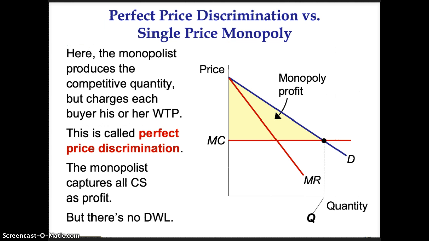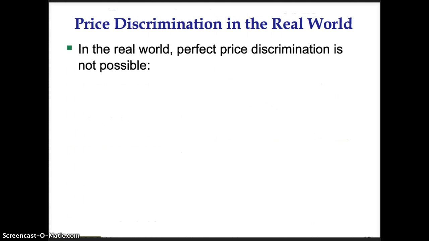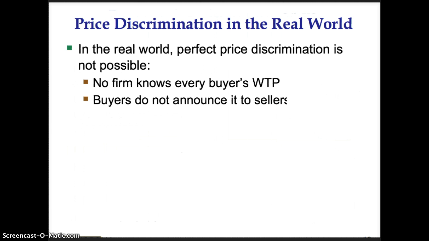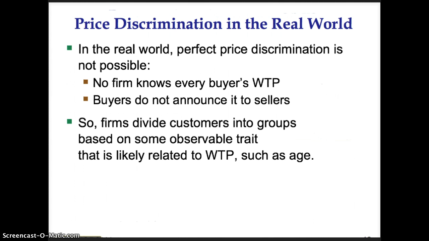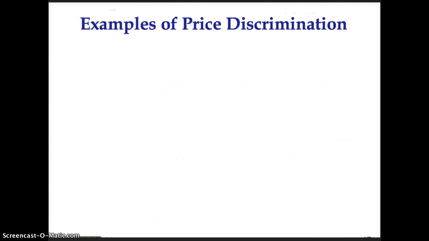In the real world, perfect price discrimination is not possible. No firm knows every buyer's willingness to pay, and buyers do not give this information to sellers. Firms can divide customers into groups based on some observable trait that is likely related to willingness to pay, such as age. Let's go over a few examples of price discrimination.